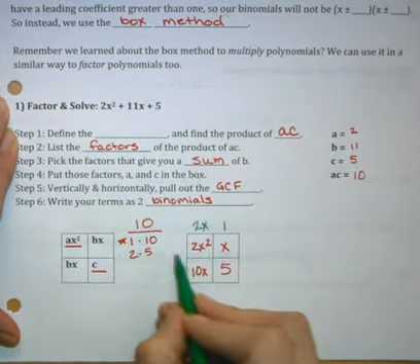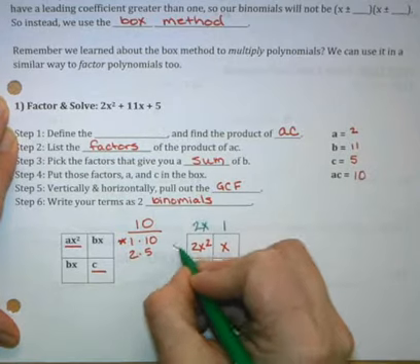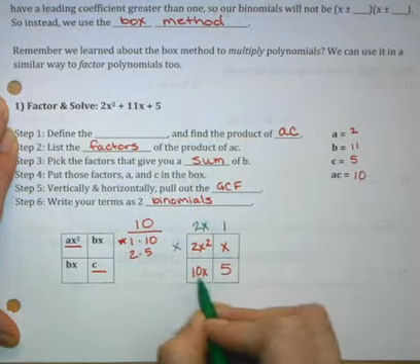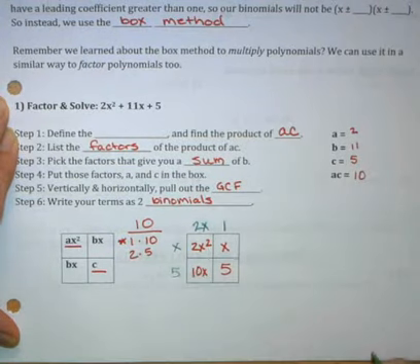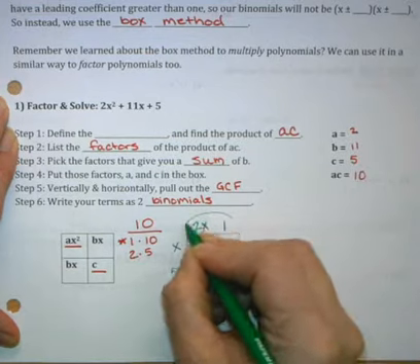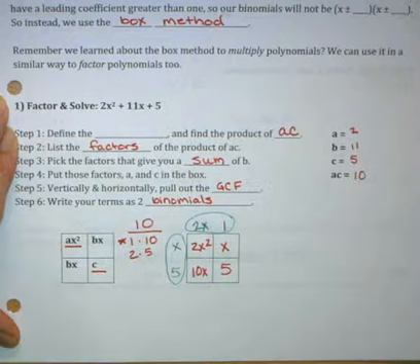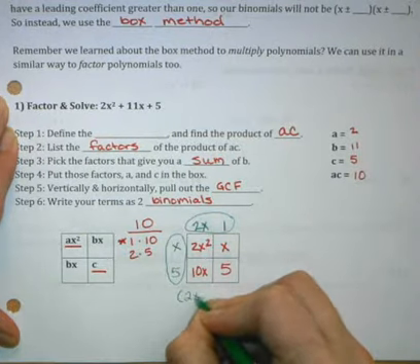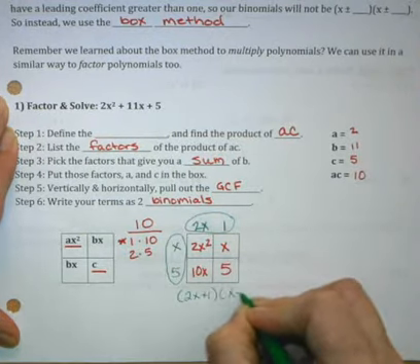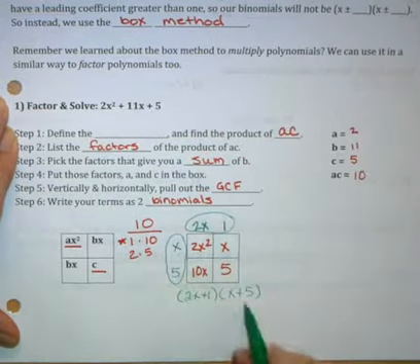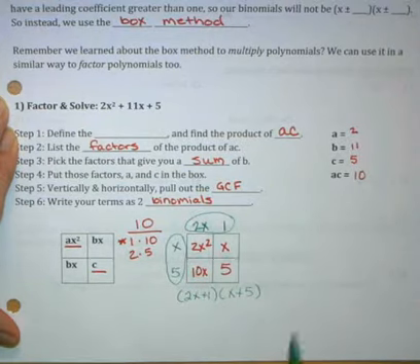Okay, so now horizontally, I'm going to pull an x from 2x squared, and an x from x, and I'm going to pull 5 from each of those. Now, what I'm going to look at are these terms that I just pulled out. I need to write a binomial as my answer, so I'm going to have 2x plus 1 times x plus 5. 2x plus 1 from there, and x plus 5 from there. Again, it does not matter. If I wrote x plus 5 times 2x plus 1, it would be the same.